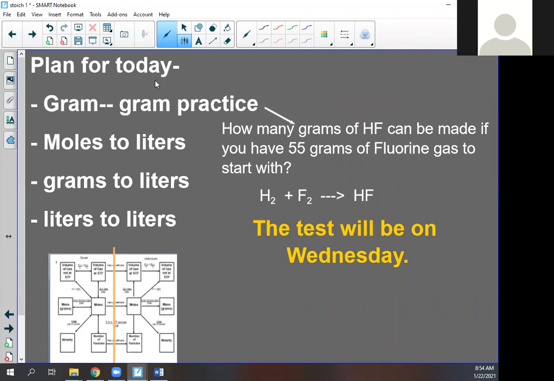Okay, if you're an online student watching this video, just an FYI, we are trying the problem on the right side that says how many grams of whatever from whatever. Everyone, once you get it, check your work.